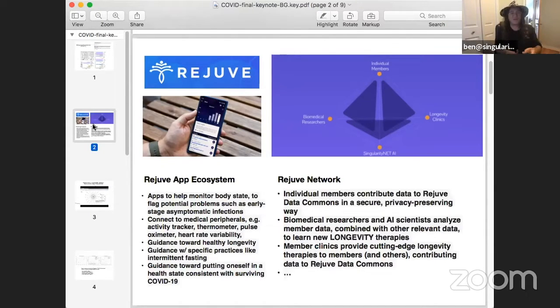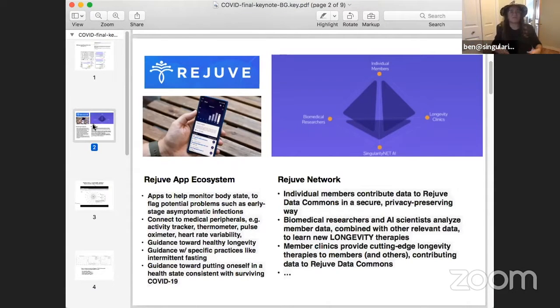So we're trying to close a bunch of loops here, because to discover new therapies to prolong life, or to help prevent COVID or help you survive COVID, you need a bunch of data. Well, where does the data come from? It comes from people's bodies, and we want to cut short the complexity of the current medical system, where data goes from people into hospitals or pharmaceutical companies, and then it's directed toward their individual profit goals.